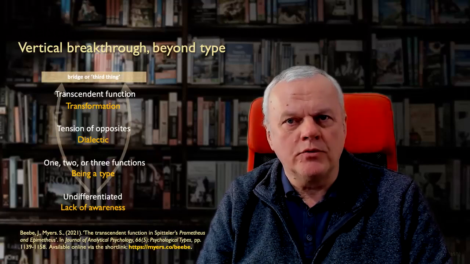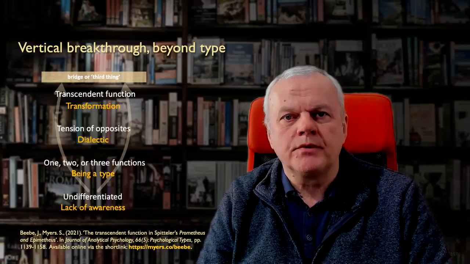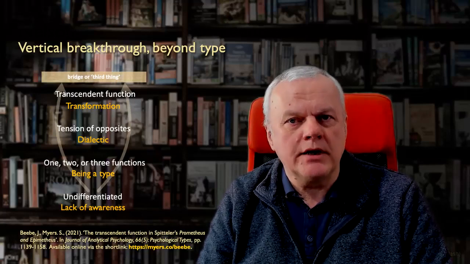In summary, Jung's process of vertical development has 4 stages. We start at stage 1, which is being undifferentiated. Stage 2 involves becoming a type.